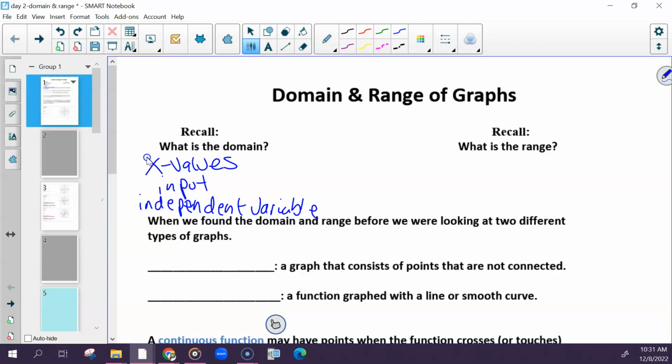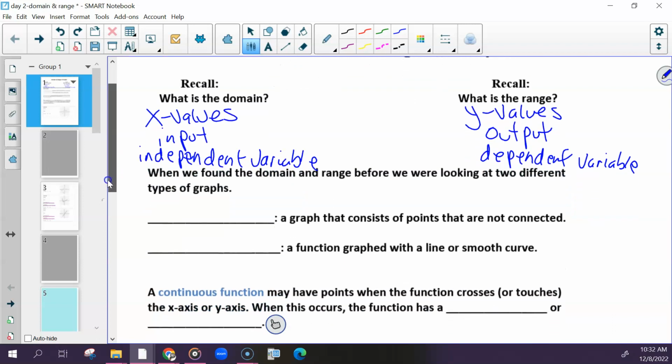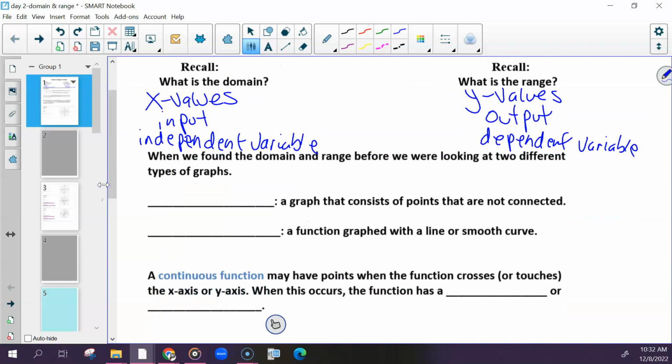And then your range would be the opposites, so your y values, your output, and your dependent variable. Okay, so last class was like the explorative version of our domain and range. Today we'll just be taking some notes on it. We didn't talk about these vocab words specifically, but we were doing these examples.